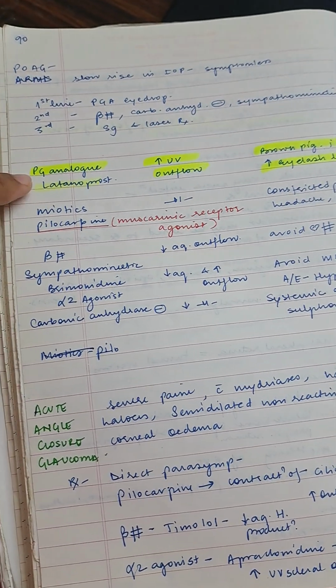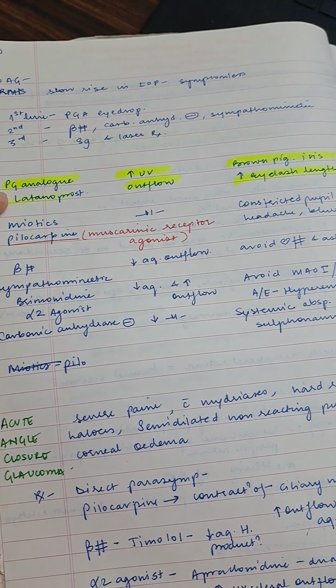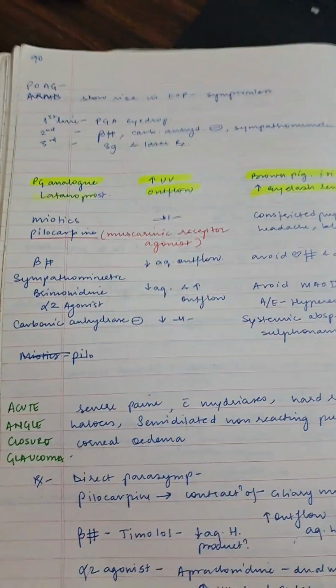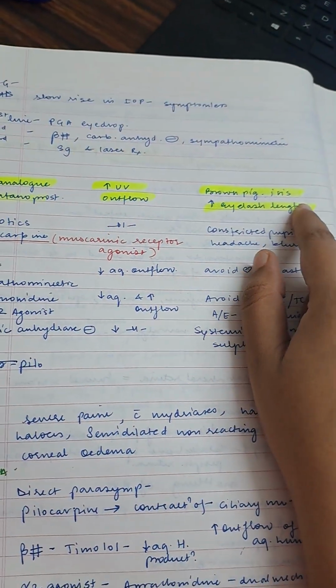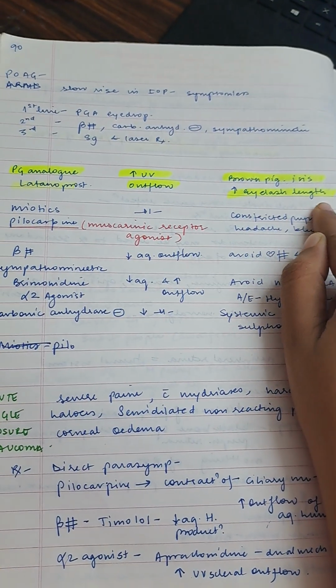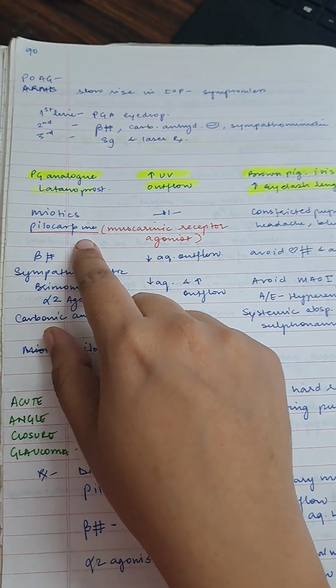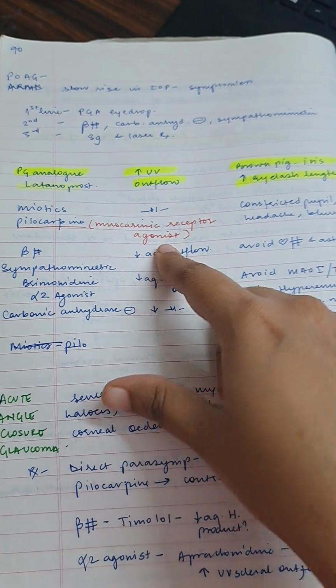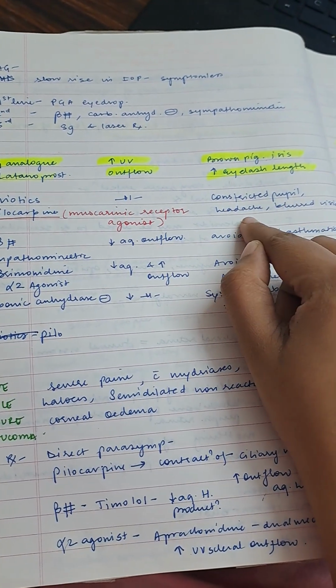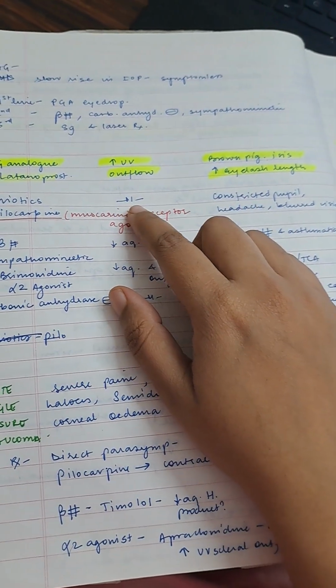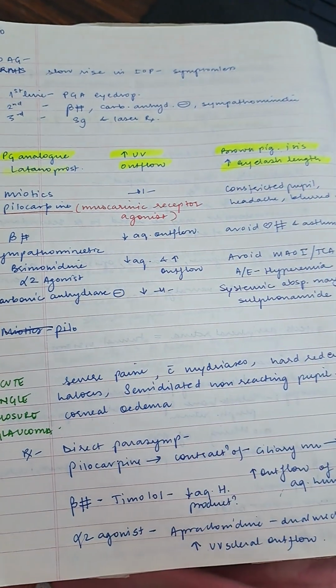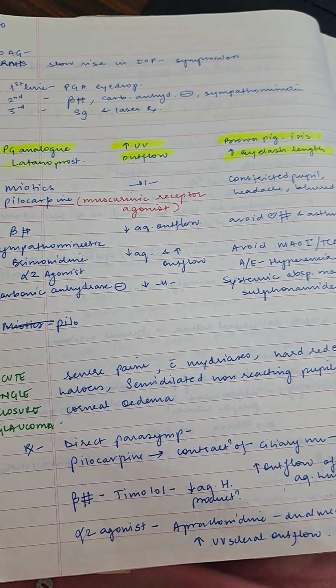Prostaglandin analogs like latanoprost increase the uveoscleral outflow. There will be brown pigmentation of the iris and increase in eyelash length. Miotics, pilocarpine, are muscarinic receptor agonists. There is constricted pupil, headache, blurred vision. They also increase the outflow by pulling on the ciliary muscles, contracting them.